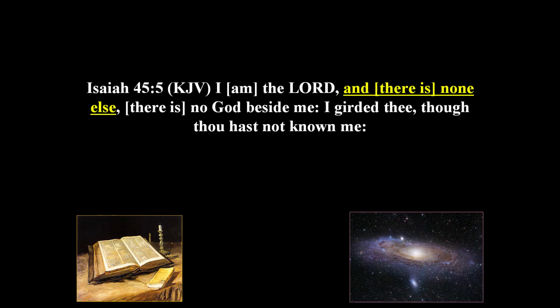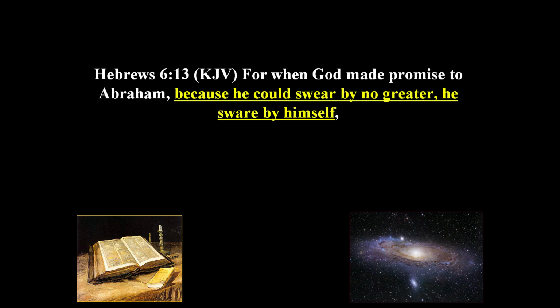Isaiah 45:5, I am the Lord and there is none else. There is none else. So Mr. Ventnor needs to understand that there is nobody else. It's just God. There is no God beside me. I girded thee, though thou hast not known me. Hebrews 6:13, for when God made promise to Abraham, because he could swear by no greater, what does it say? He swore by himself, because there's nobody else. It's just the God, the living God of the Bible.